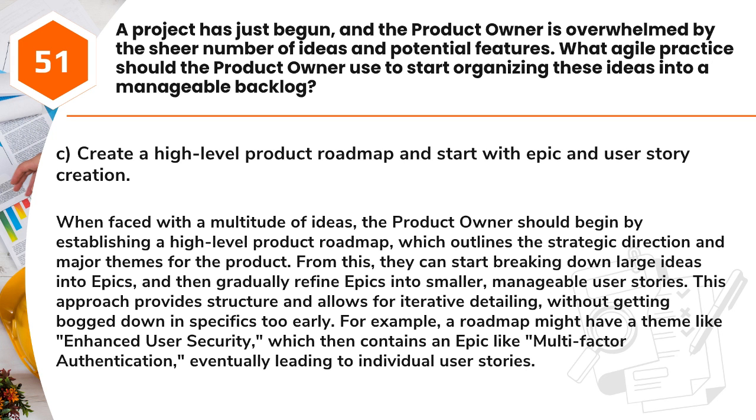Answer: C. Create a high-level product roadmap and start with epic and user story creation. When faced with a multitude of ideas, the product owner should begin by establishing a high-level product roadmap, which outlines the strategic direction and major themes for the product. From this, they can start breaking down large ideas into epics, and then gradually refine epics into smaller, manageable user stories. This approach provides structure and allows for iterative detailing, without getting bogged down in specifics too early.